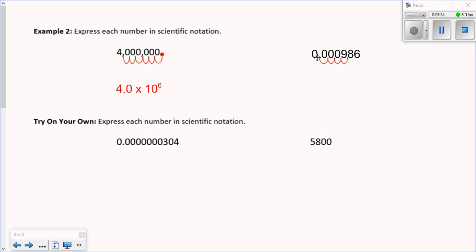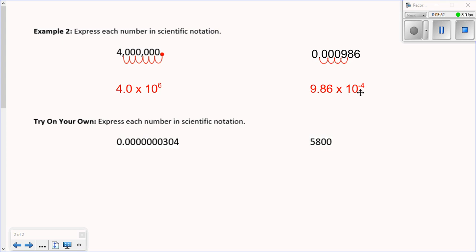So that means my exponent is going to be a 4, and because it was between 0 and 1, and I'm trying to make it into a bigger number, I'm trying to make it into a 9, it's going to be a negative exponent. So I have 9.86 times 10 to the negative 4.